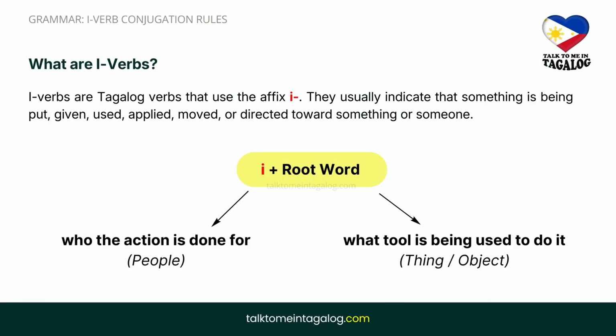As you learned in part 1, Tagalog I-verbs show that something is being put, given, used, applied, moved, or directed toward a specific person or thing. Some I-verbs are used for people because they indicate who receives the action. Others are used for things because they identify the object or tool involved in the action.